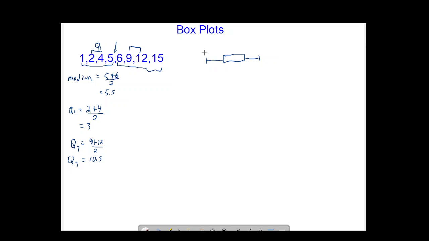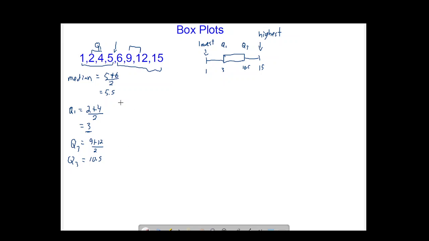So the idea is that this value here is the lowest value in the data set. So in this case, that's a 1. This one over here would be the highest value. So you can see that it shows the data all spread out. So that's 15. This value right here should be Q1, so the first quartile. And our Q1 was right here at 3. And this end of the box, right end of the box, is Q3. Q3 is 10.5.